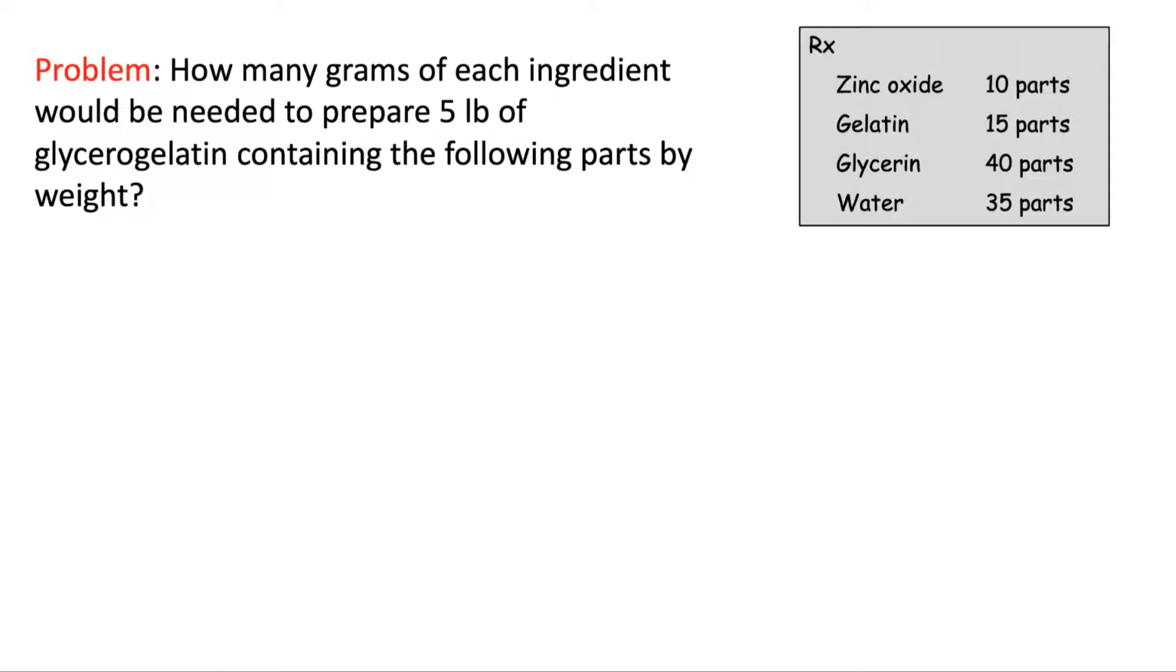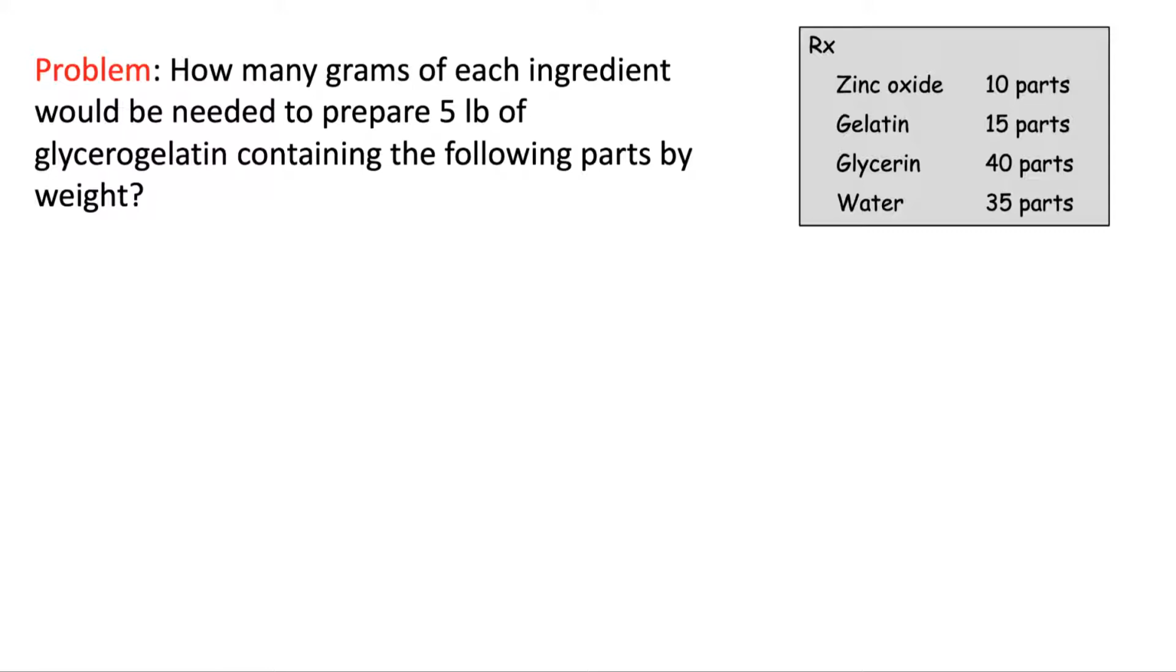So the question reads, how many grams of each ingredient would be needed to prepare 5 pounds of glycerogelatin containing the following parts by weight? Okay, so let's look at the prescription. It reads, we need zinc oxide 10 parts, along with gelatin 15 parts, glycerin 40 parts, and water 35 parts. So we have distinct relative quantities of each of our ingredients. We don't know exact weights, but we know relations of one to the other, and that's the idea of parts.